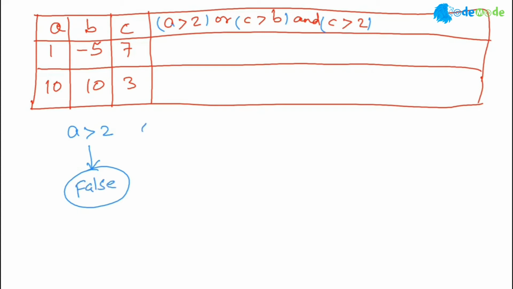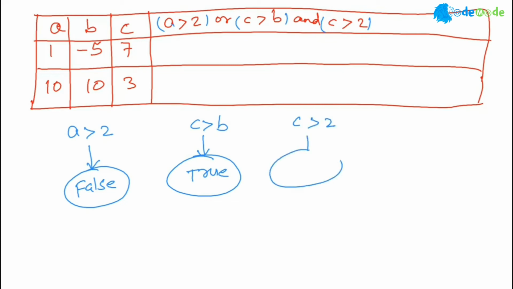Second condition, or, right? Second condition, C greater than B. Is this condition giving me true or false? C is 7, B is minus 5. This is true. Third condition is, and this is of course, third condition is and, and I'll tell you why I should not put it here. Okay. Third condition is C greater than 2. Is C greater than 2? C is 7, so this is true.